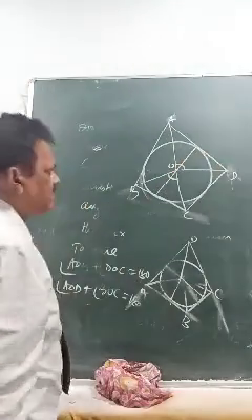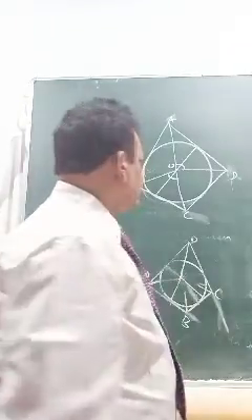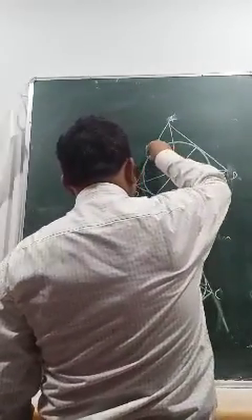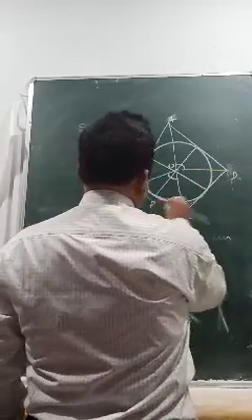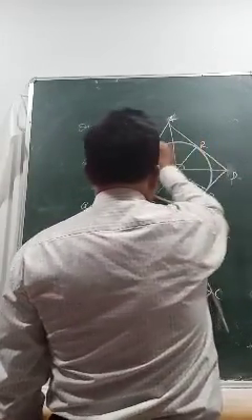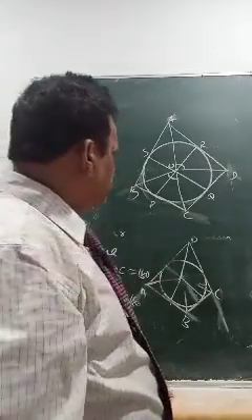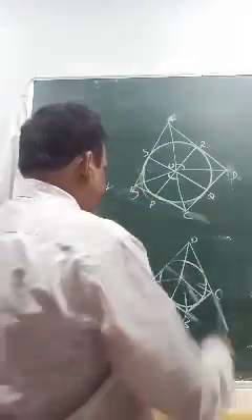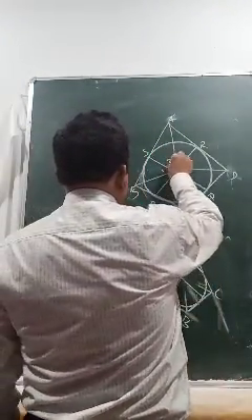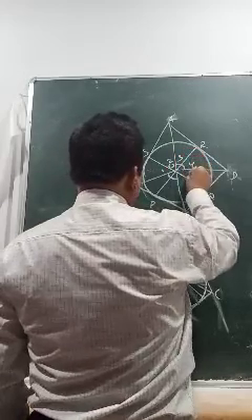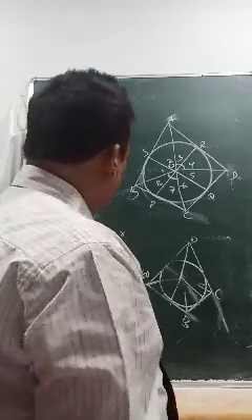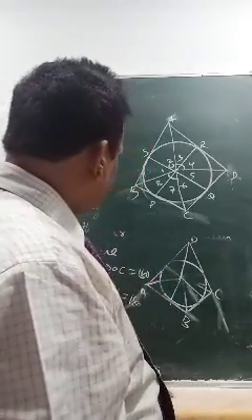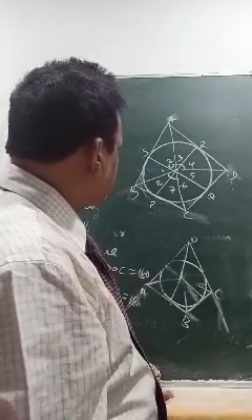Maybe straight, maybe not, doesn't matter. I can draw one here also. P, Q, R, S. So many angles. So what I can do is, I can give the names: 1, 2, 3, 4, 5, 6, 7, 8. Okay. Now, look at which angles are equal.